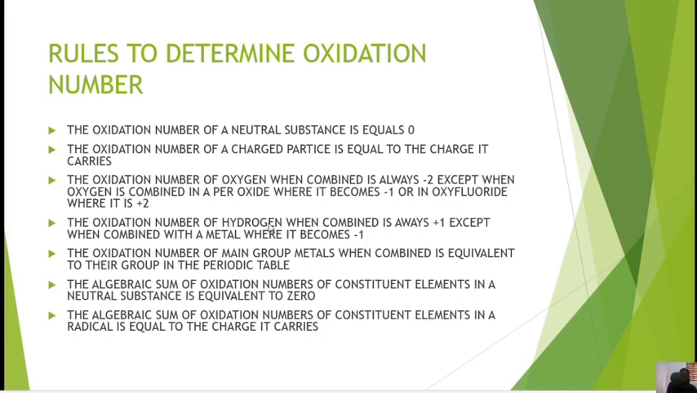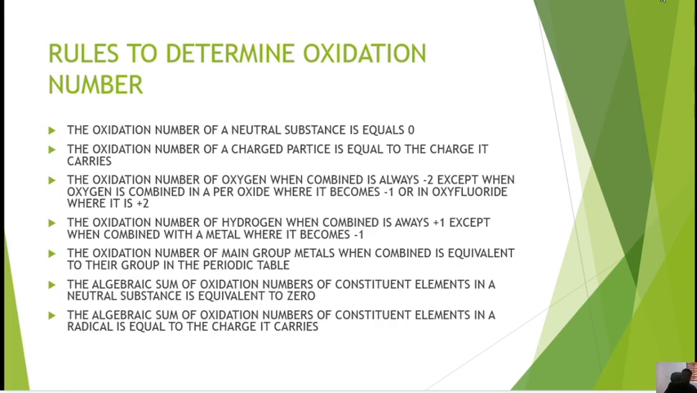The oxidation number of hydrogen when combined is always +1, except when it is combined with a metal where it becomes -1. So for hydrogen, anywhere you see hydrogen, like here, hydrogen is equal to +1, here hydrogen is equal to +1. For its oxidation number, hydrogen here is +1, hydrogen here is +1. The only time the oxidation number of hydrogen changes when it combines with other elements is when hydrogen combines with a metal. So when hydrogen combines with sodium, it becomes -1. When hydrogen combines with nitrogen, which is a non-metal, it is still +1.